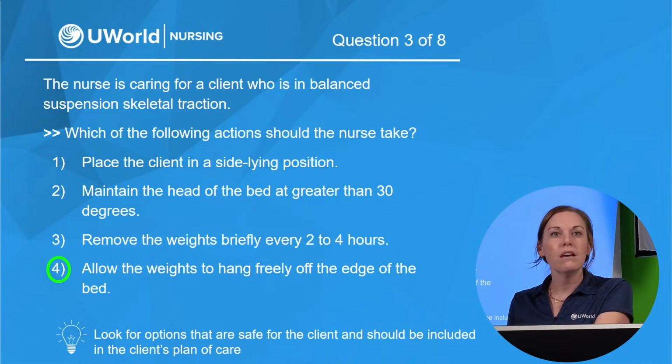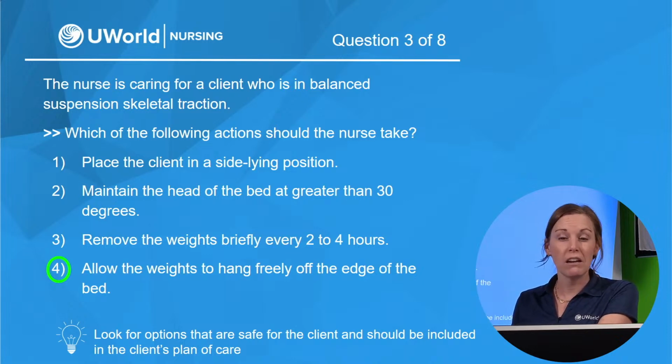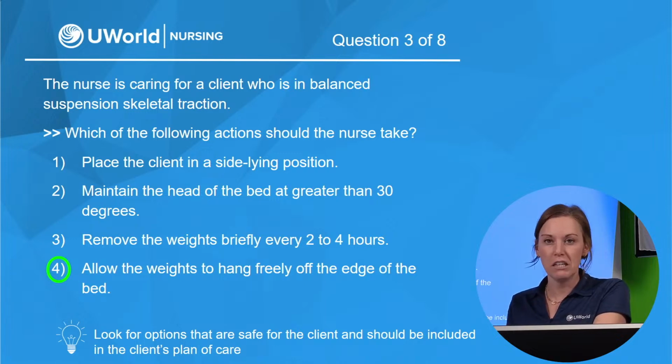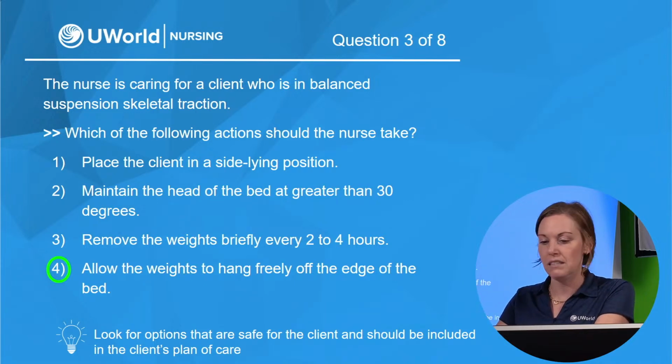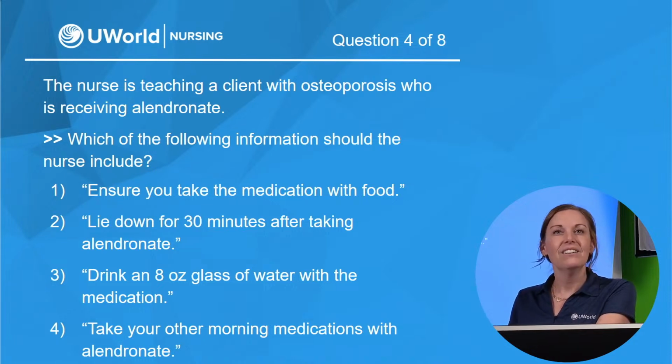Option 1, the side-lying position, clients need to be flat on their back. Option 2, head of the bed greater than 30 degrees. Typically, you're going to be much less than 30 degrees, even typically just flat. And then option 3, remove the weights briefly every 2 to 4 hours. Again, it's continuous, so we want it to continuously be providing that therapeutic result for these clients. Good work, you guys.